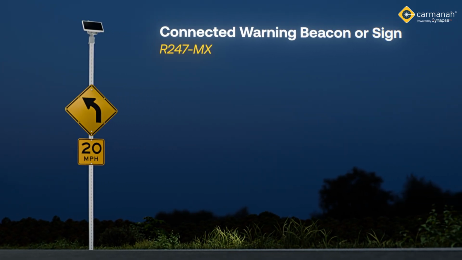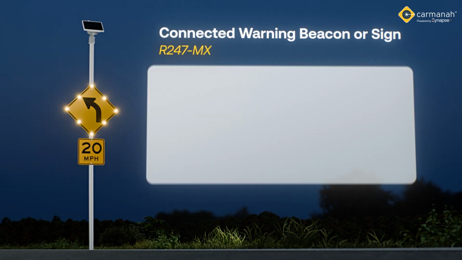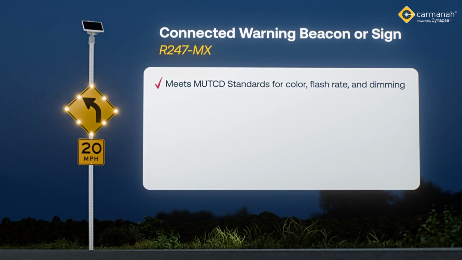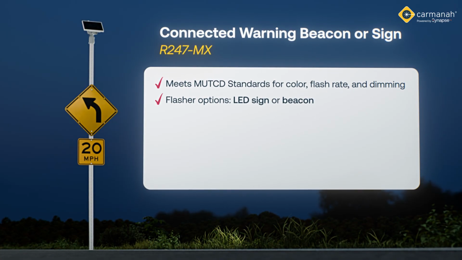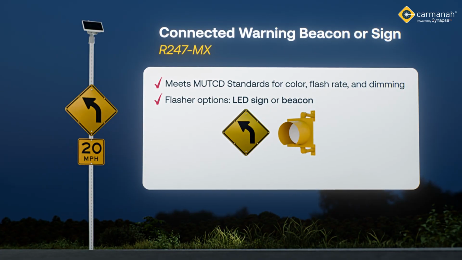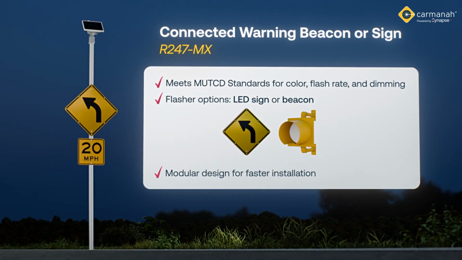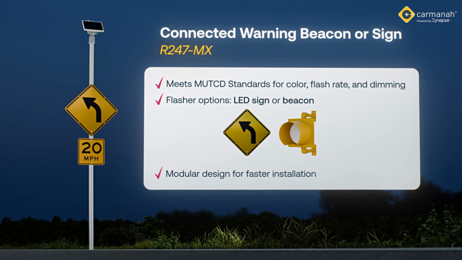The R247MX connected warning beacon or sign meets MUTCD standards for color, flash rate, and dimming. Flasher options include an LED sign or beacon. It features a modular design for faster installation.